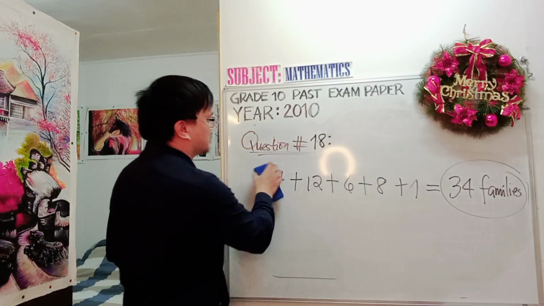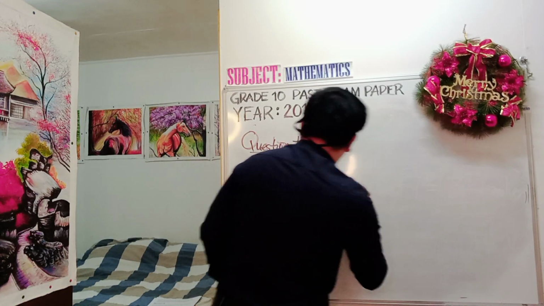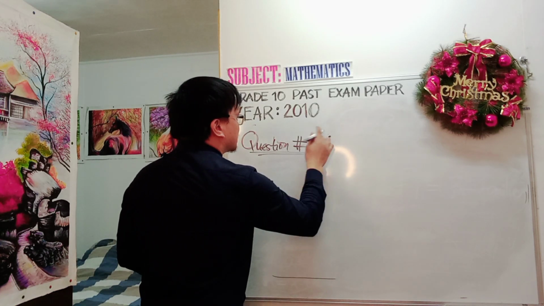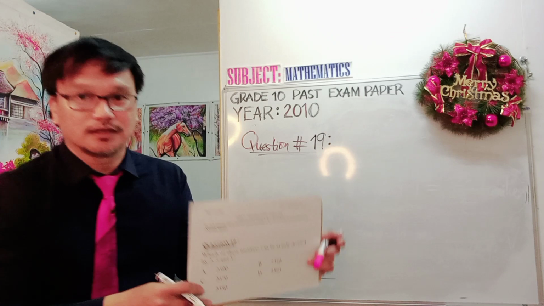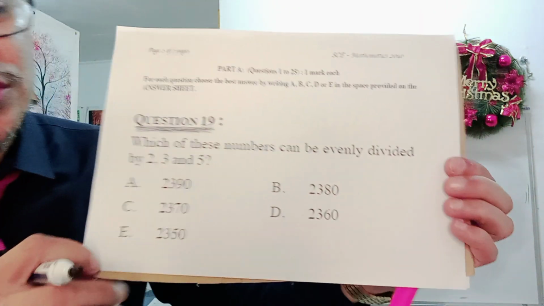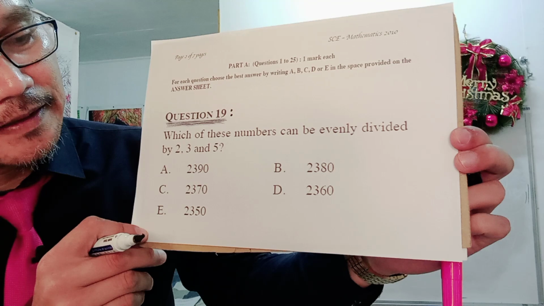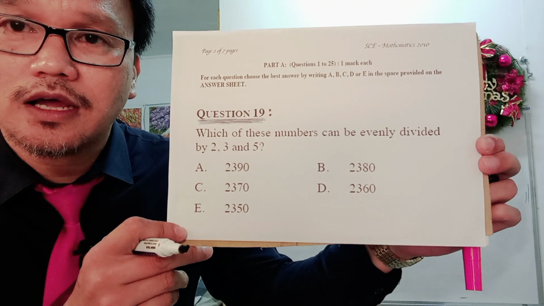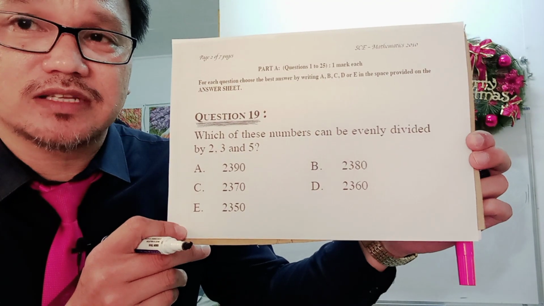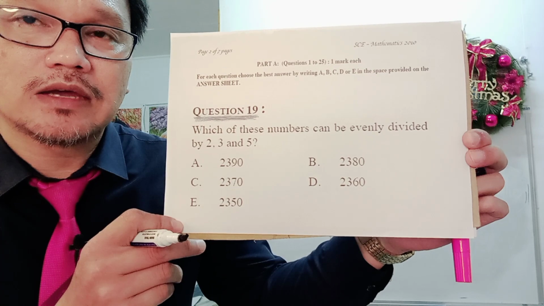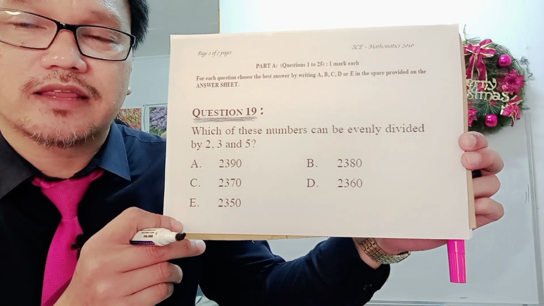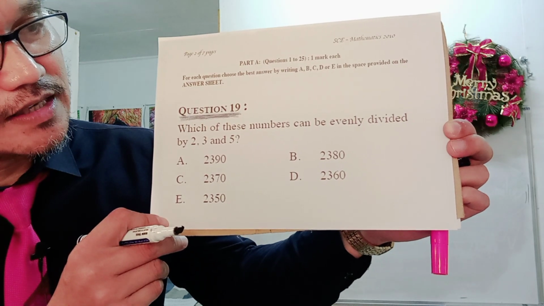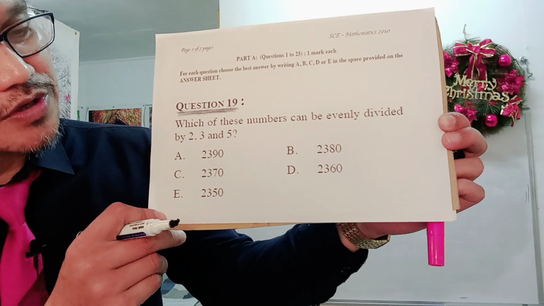Okay, now for question number 19, let me first erase this. This question is more on divisibility. There are rules that you have to learn about the divisibility of a number. When is a number divisible by 2, by 3, and by 5? In the given options, which of these numbers can be evenly divided by 2, 3, and 5?